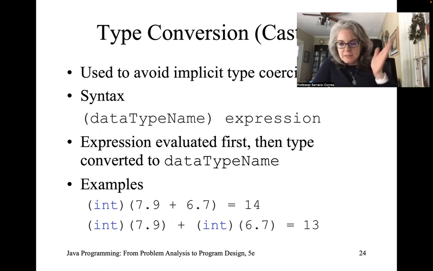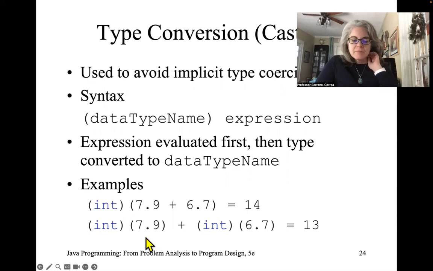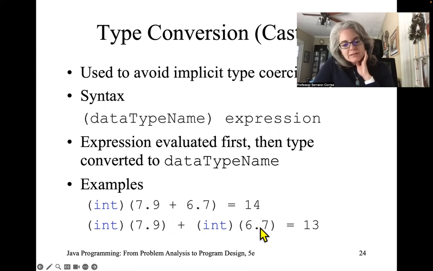So it truncates it, it just drops the decimal. So this here is going to drop the decimal. Same thing here, it drops the decimal. So you got 7 integer. So it says make 7.9 an integer. So it just makes this a 7 and we add it to the 6 and we get 13.